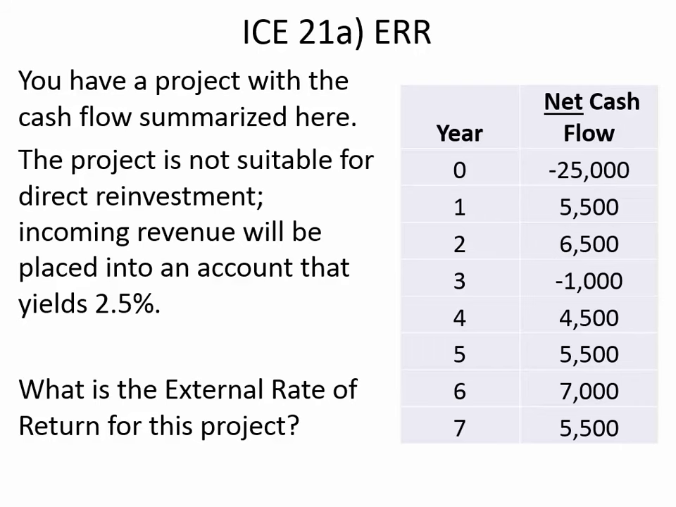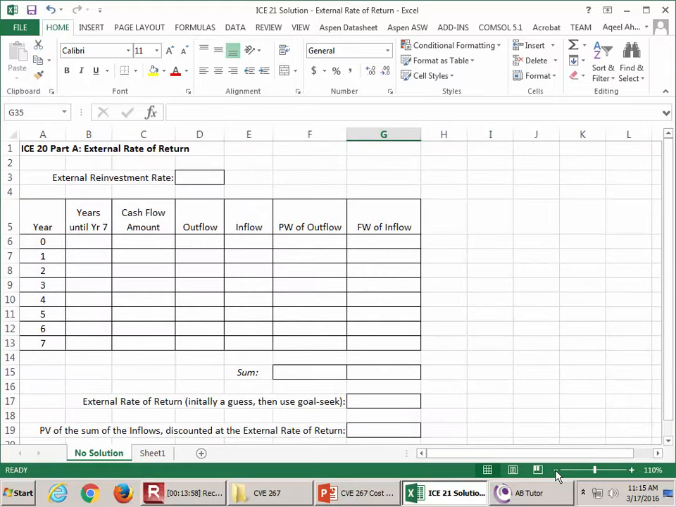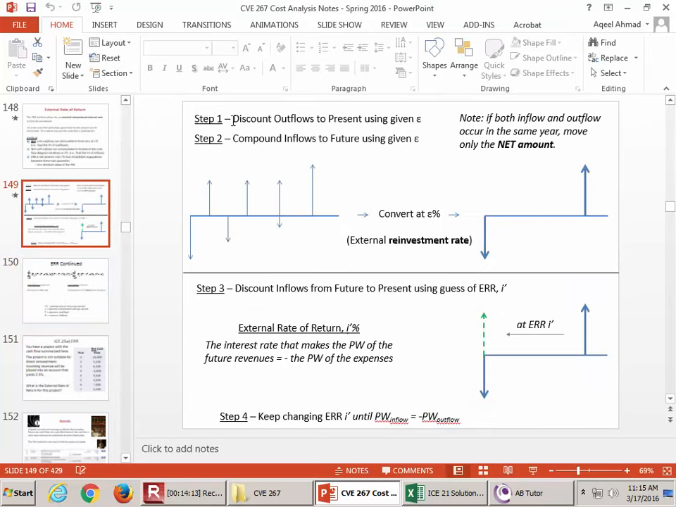What I provided you is a suggested template. So here is the suggested template for solving this problem. All right. So you're going to start by filling in these amounts, and so here's the template on the handout I've just given you, and remember, here's the step-by-step of what you should do. First, discount the outflows. Step 2, compound the inflows. You're doing both of those at epsilon. And then step 3, move the amount from the future to the present at a guess value of the external rate of return. All right.